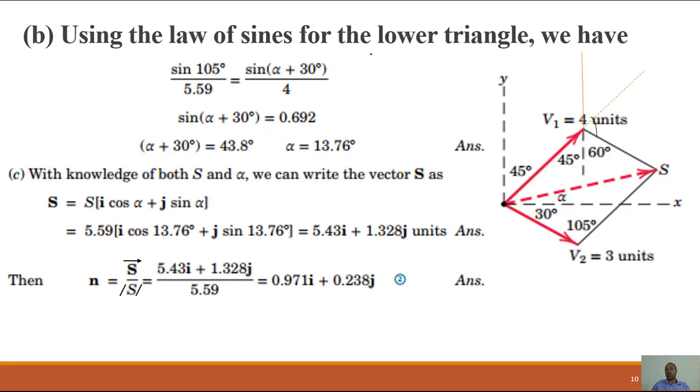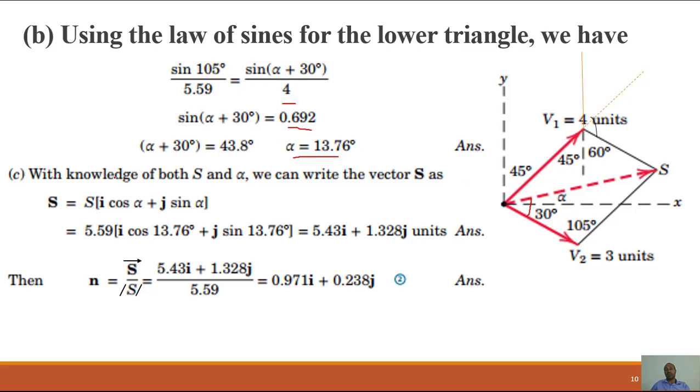Using law of sines for the lower triangle, which is this one, we have sine of 105 divided by 5.59, which is s, equal to sine of alpha plus 30, this angle. Then you have this vector, which is b1 for unit. Then sine of alpha plus 30 is this one. Then alpha will be this one.